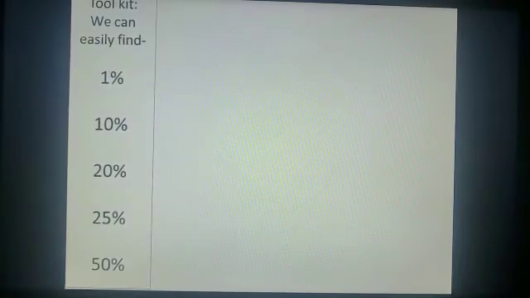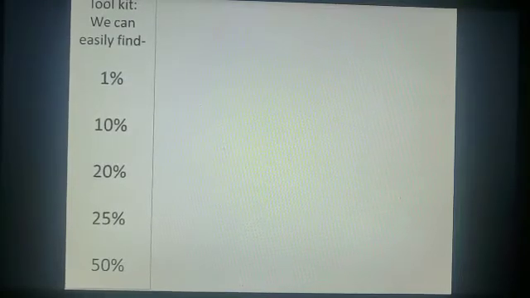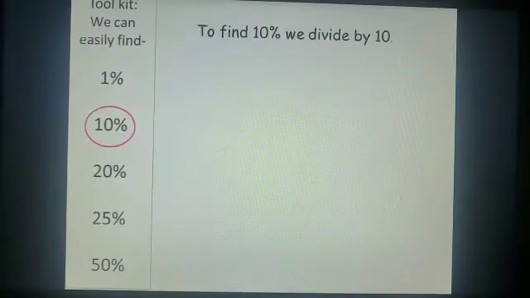We have a toolkit on the left side of 1%, 10%, 20%, 25% and 50%. I'm going to show you known strategies to help us work out these percentages. So let's look at 10%. To find 10%, we divide the amount by 10.